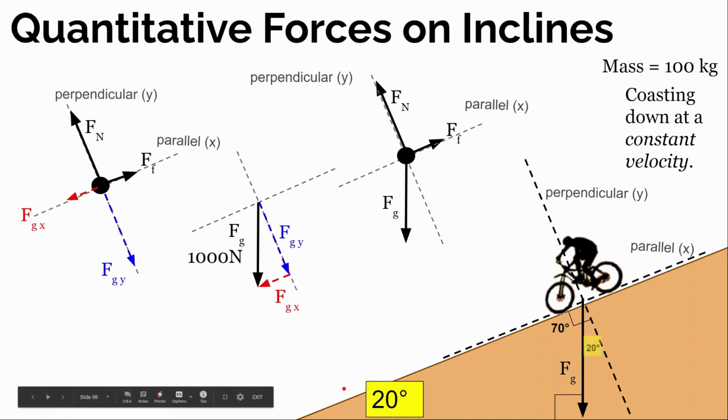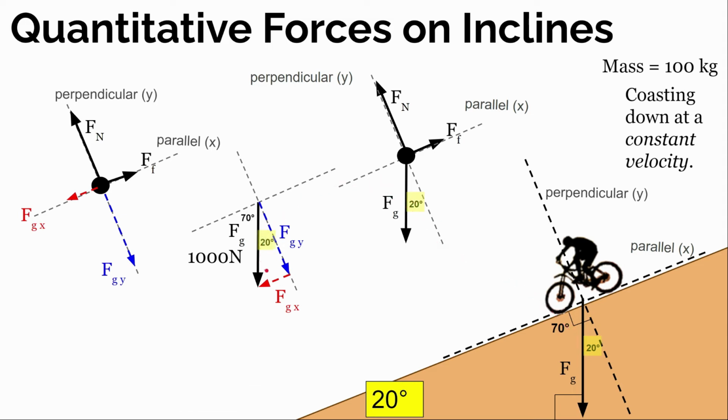Usually in these kinds of problems, you're given this angle down here, the angle the ramp makes with the horizontal. And that angle will be the same as the angle that gravity makes with the y direction, right? And 90 minus that angle will be the angle gravity makes with the x direction. So let's move these things to our force diagrams, right? Gravity makes an angle of 20 degrees with the y direction, just like we found out down here. That's true on this force diagram, and we can move it over here.